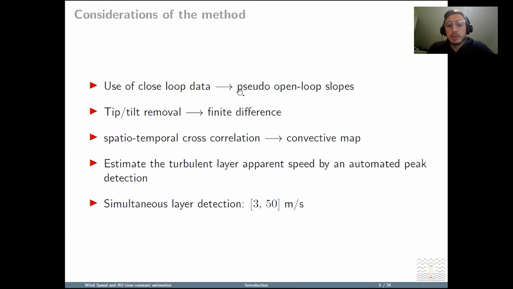Some considerations of the method: the AOF uses closed loop data, so we need to rebuild the pseudo open loop slopes. Also, we need to remove the tip tilt, and we do this by applying finite difference to the slopes. Moreover, instead of using spatio-temporal cross correlation, we use a single convective map, and we estimate turbulent layer apparent speed by using an automatic peak detection method. We aim to detect simultaneous layers between 3 and 50 meters per second.